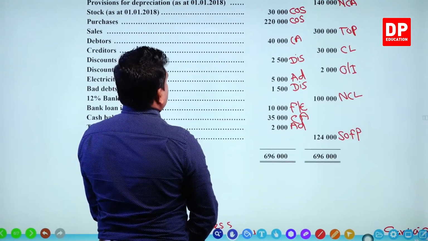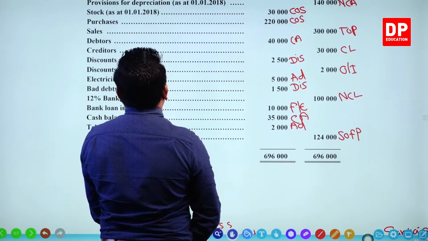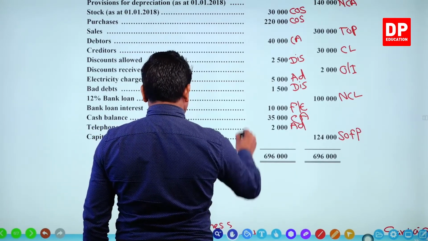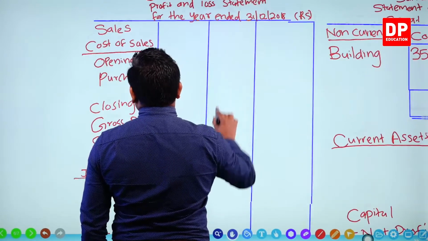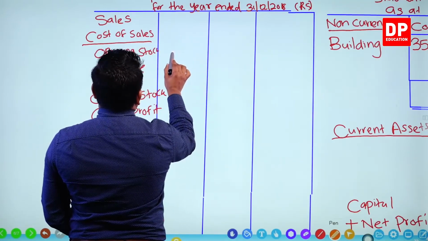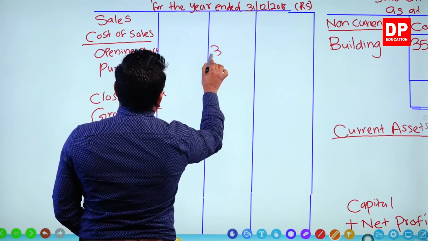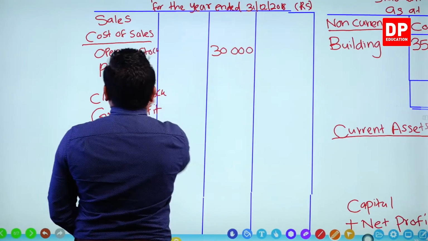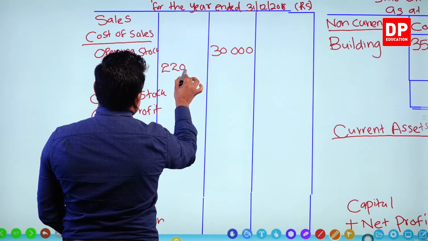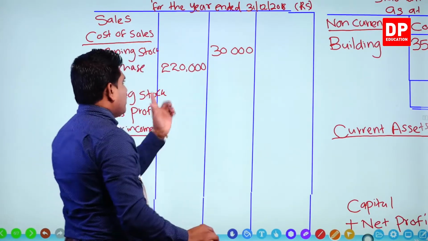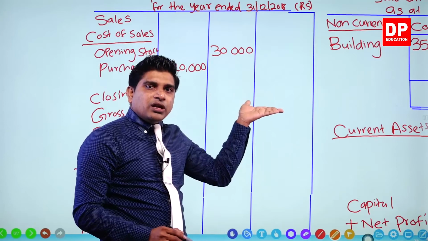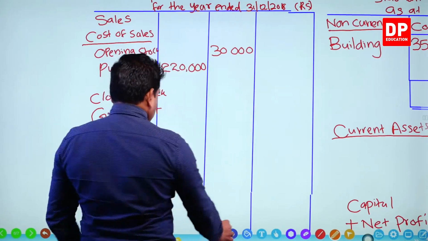Okay. Now, stock: opening stock 30,000, purchase 20,000. Opening stock 30,000. Purchase how much? 20,000. If they have given purchase-related expenses, we can write under this. After that, the total we can bring to the middle column, right? Now, next.